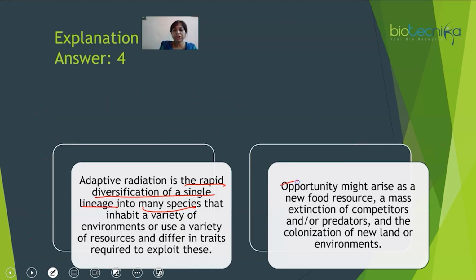So other opportunities that arise, such as a new food resource, a mass extinction of competitors or predators, and colonization of new land or environment, will result in adaptive radiation.